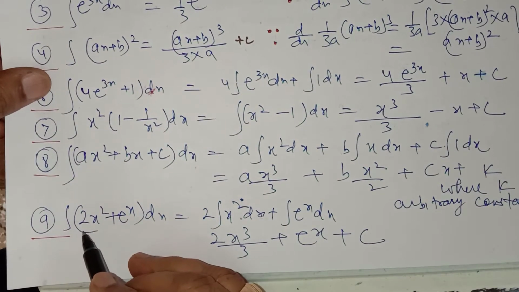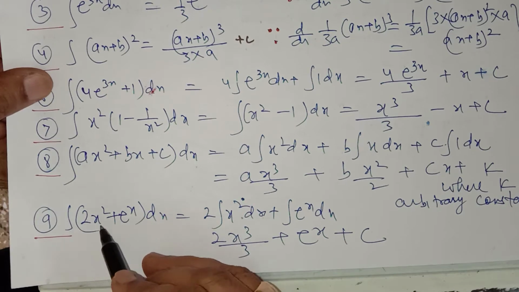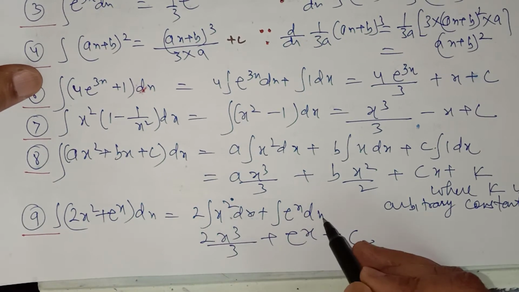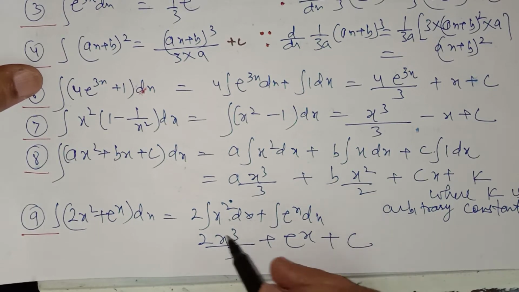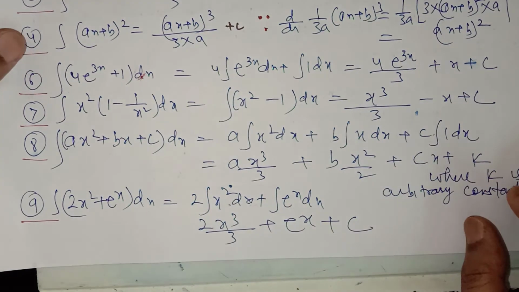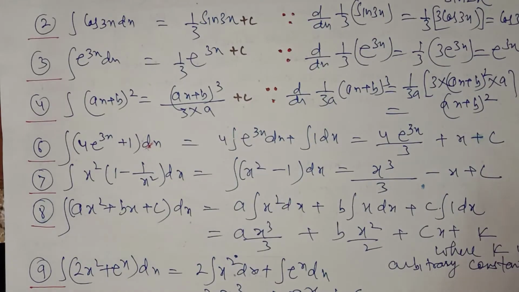Now similarly in question number 9, 2x square plus e to the power x, break into 2 integrations: 2 integration of x square with respect to x, and e to the power x integration with respect to x. Integration of x square is x to the power 3 upon 3, and integration of e to the power x is e to the power x plus c. So this is the integration of some functions in the first exercise.